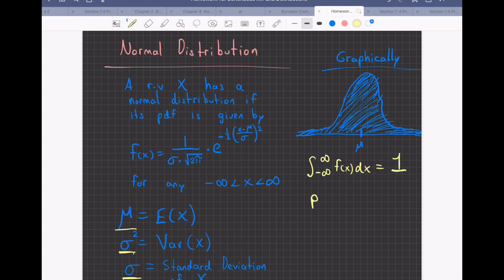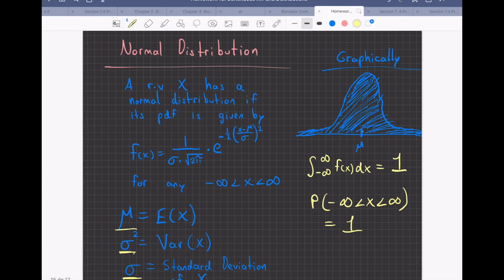So in other words, the probability that x is any value in the real numbers is 1. And again, here in the middle, we have the value of the mean. It divides this into two parts: values after the mean and values behind the mean. And it divides this exactly.